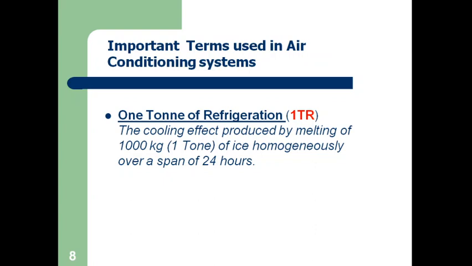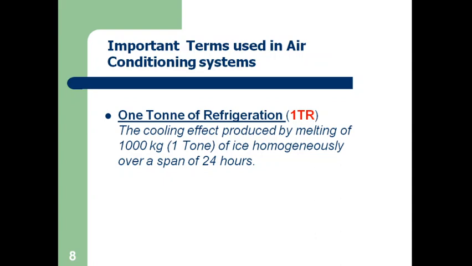You might have heard about this: 1.5 ton of AC, 1.1 ton of AC, 2 ton of AC, 3 tons of AC. What does it mean? Now what is the meaning of 1 ton? As per definition, 1 ton of refrigeration means it is a cooling effect produced by melting of 1000 kg or 1 ton of ice homogeneously over a span of 24 hours.